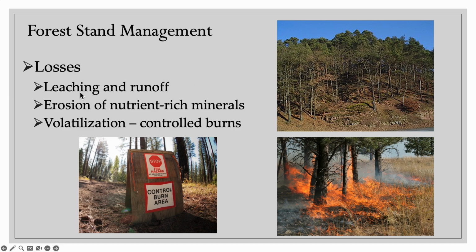Some of the things we want to be aware of as far as losses for forest stand management are leaching and runoff, probably more so runoff than leaching, and that's going to erode our soils that contain those nutrients. Also, one important component that we can't get around for forest stand management is volatilization. We need to have controlled burns in order to manage our forest systems. When we burn things, there's going to be something given off, right? The smoke, or some volatilization of some of those chemicals in the soil that typically wouldn't be released into the atmosphere unless they were burned.